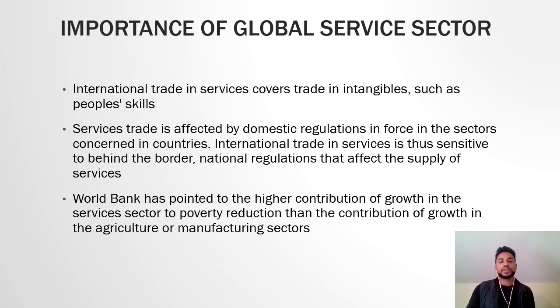International trade in services covers trade in intangibles such as people skills. Services trade is affected by domestic regulations enforced in the sectors of the countries concerned. The World Bank has pointed to a higher contribution of growth in the services sector to poverty reduction than the contribution of growth in the agriculture and manufacturing sectors. That's big, guys. To reduce poverty, the biggest thing that's happening right now is selling your services, right? For example, China has so many services that are so much cheaper than North America. Why? Because China has so many people that can do the same job. In North America, trying to find people who do the same job is very difficult.